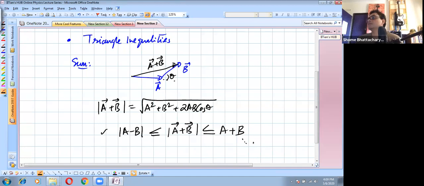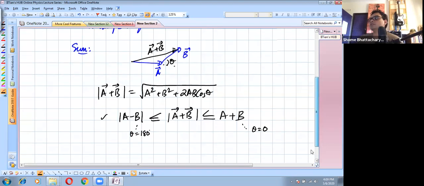So it becomes equal to this when theta is equal to 0, and it becomes equal to this when theta is equal to 180 degrees. And for all other values of theta, it is in between these two values. It's less than A plus B, but greater than the difference of the magnitudes. So that was the first thing of the triangle inequality.